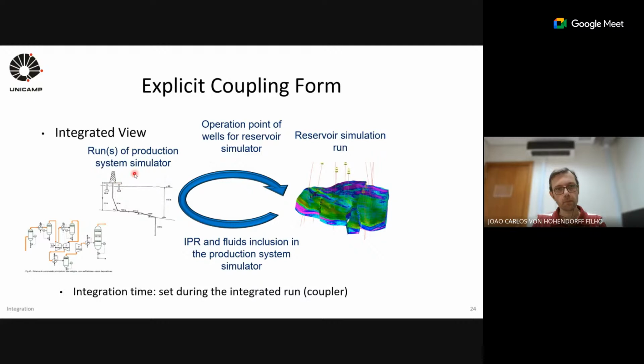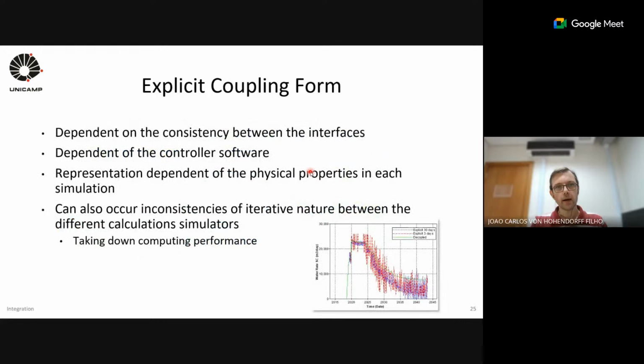to obtain a whole integrated model. What are the questions for this kind of solution? It's dependent on the consistency between the interfaces, dependent on the controller software, and the representation dependency of the physical properties in each simulation. It is important to consider. And of course, some inconsistency of the iterative network between the different calculation simulators. It needs to be evaluated to avoid problems in terms of the coupling between the different simulators.